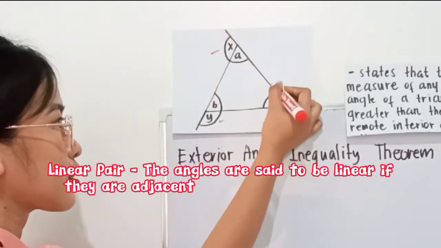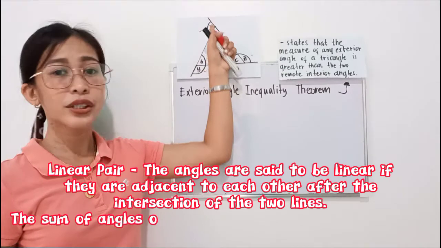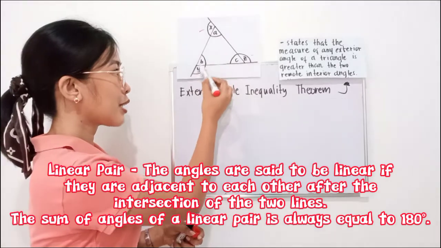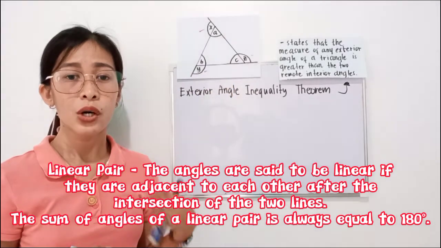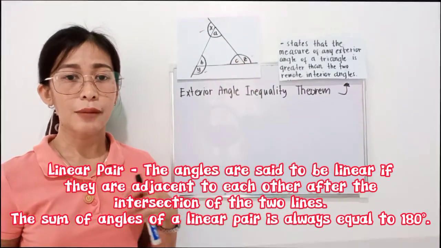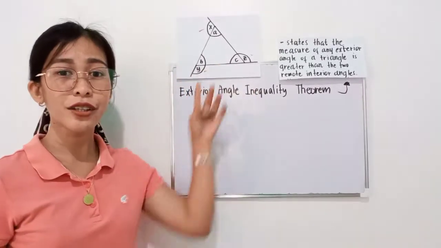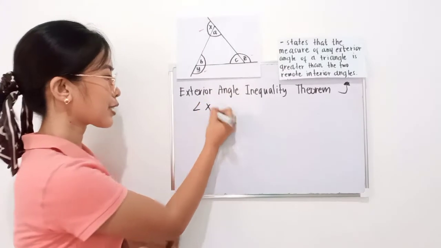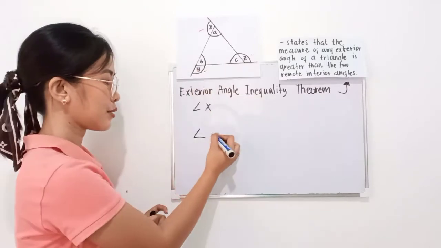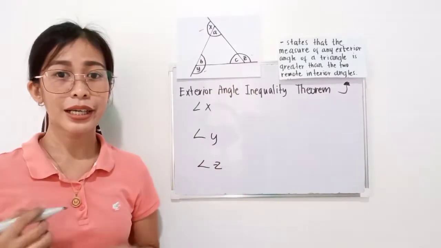Ayan. Yan. We have an angle X and angle A. And these angles, kapag pinagsama, measure 180 degrees. These angles, kapag pinagsama, also measure 180 degrees. And these angles, kapag pinagsama, also measure 180 degrees. Okay? So again, what are the exterior angles of this triangle? We have angle X. Okay, ayan. And we have angle Y. And of course, we have angle Z. Ayan. Sila yung mga exterior angles.